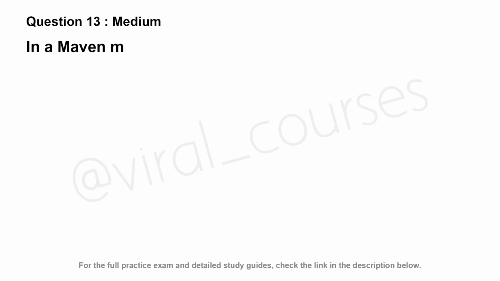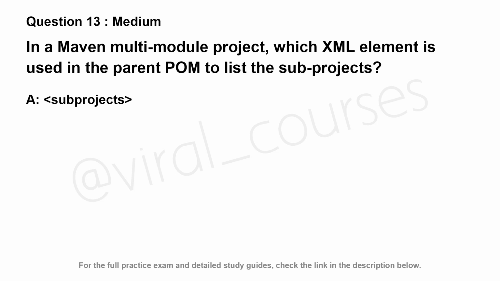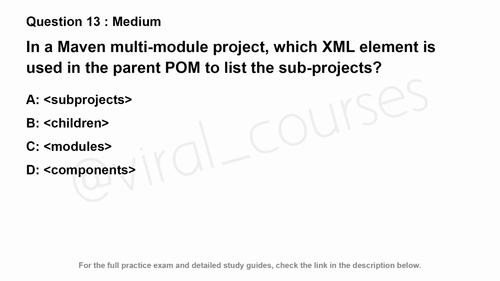In a Maven multi-module project, which XML element is used in the parent POM to list the sub-projects? Option A. <subprojects>. Option B. <children>. Option C. <modules>. Option D. <components>.